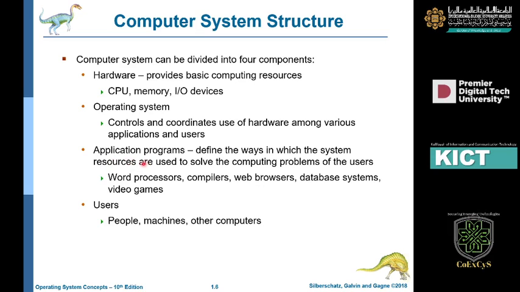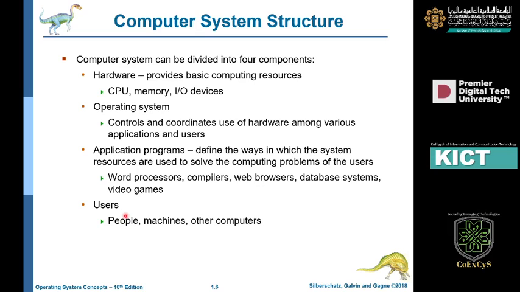And the third component here is application programs, right? Which defines the way in which the system resources are used to solve the computing problems of the user, right? So we're talking about applications that we use. It could be word processors, compilers, web browsers, database systems, video games. Although this is not a problem, it's something that people run as an application program, right? So this includes all the other software that you might be familiar with, right? Web browsers, Netflix, video players, etc. Right?